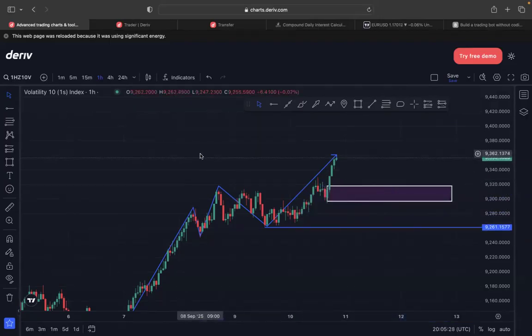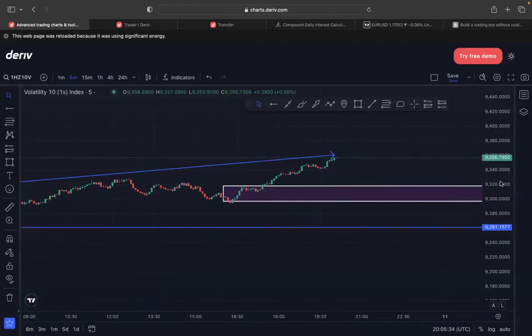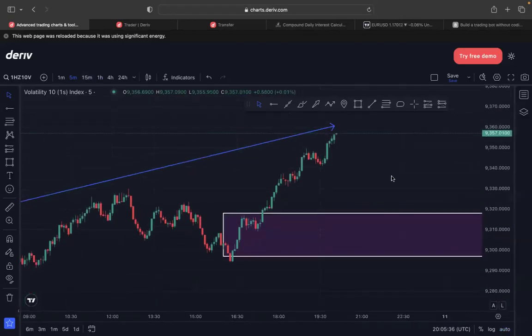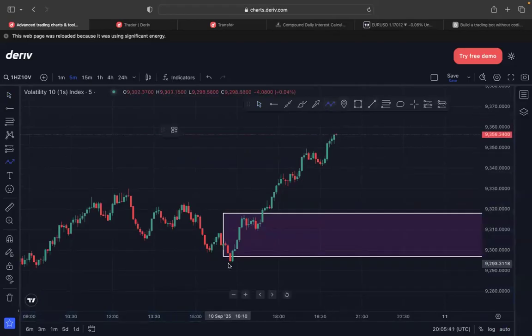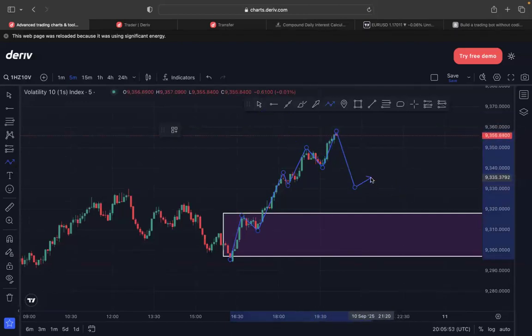All right. So what am I waiting for? I'm waiting for a change of character on the smaller time frame. Look at what I'm looking for here. If you look here, this is an uptrend. We have our higher high, higher low, higher high, higher low, higher high, higher low, higher high. So I'm waiting for what? A change of character here. This would be what?